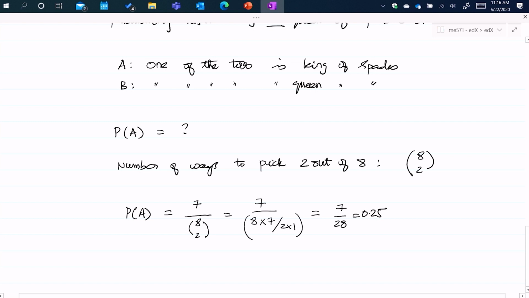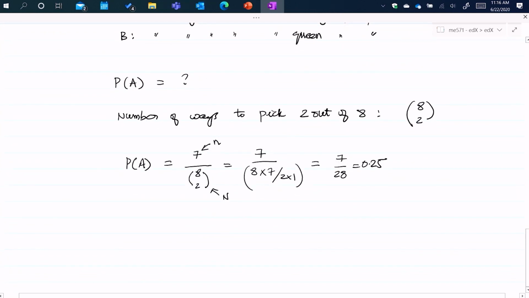So this number 7 is key. So this is little n. This is cap N. The denominator tells me how I can pick 2 cards out of 8 without any restrictions. The numerator tells me the number of ways I can pick the king of spades. Once I picked the king of spades, there are 7 possibilities for the second card.